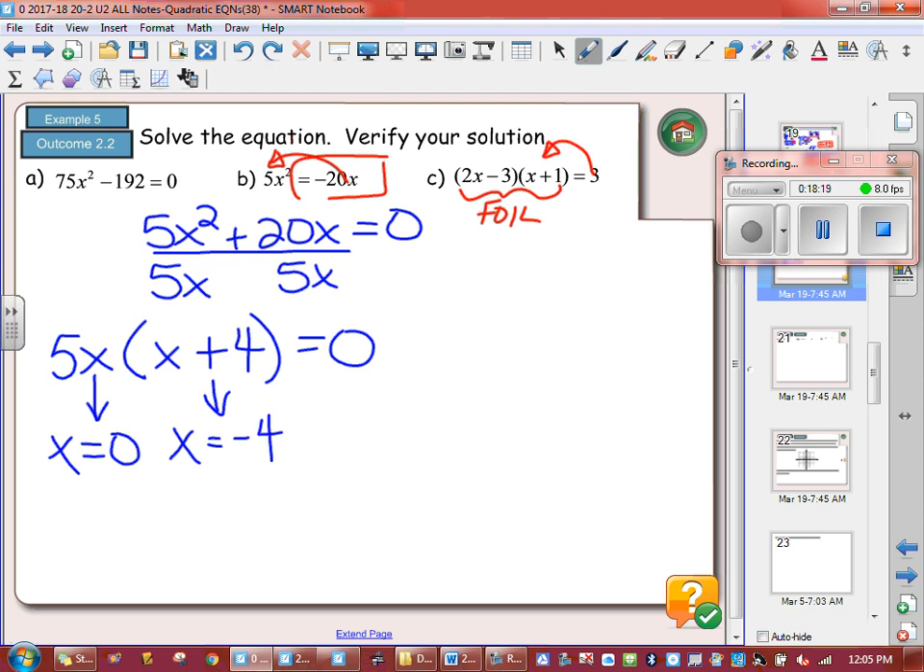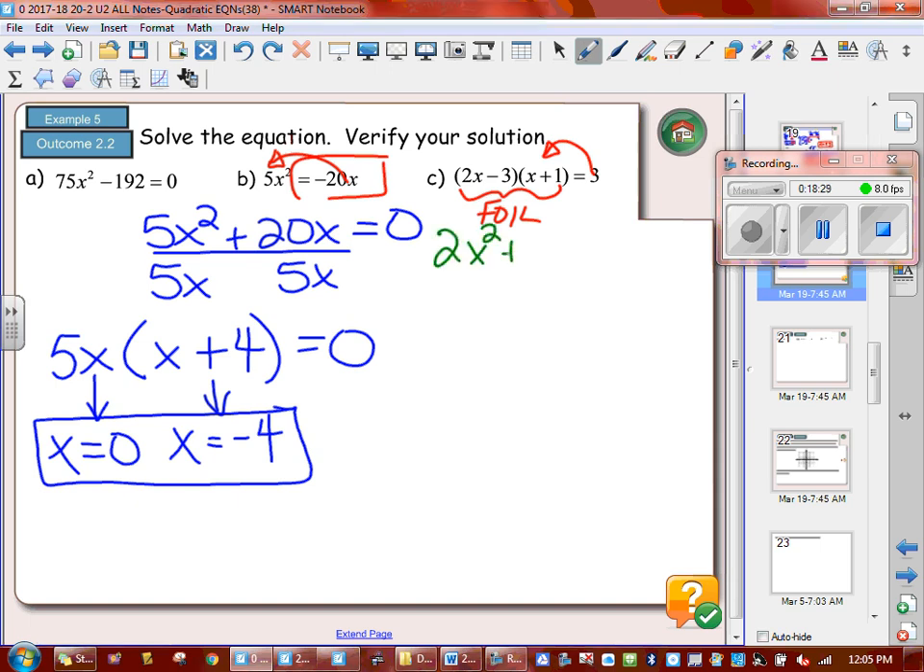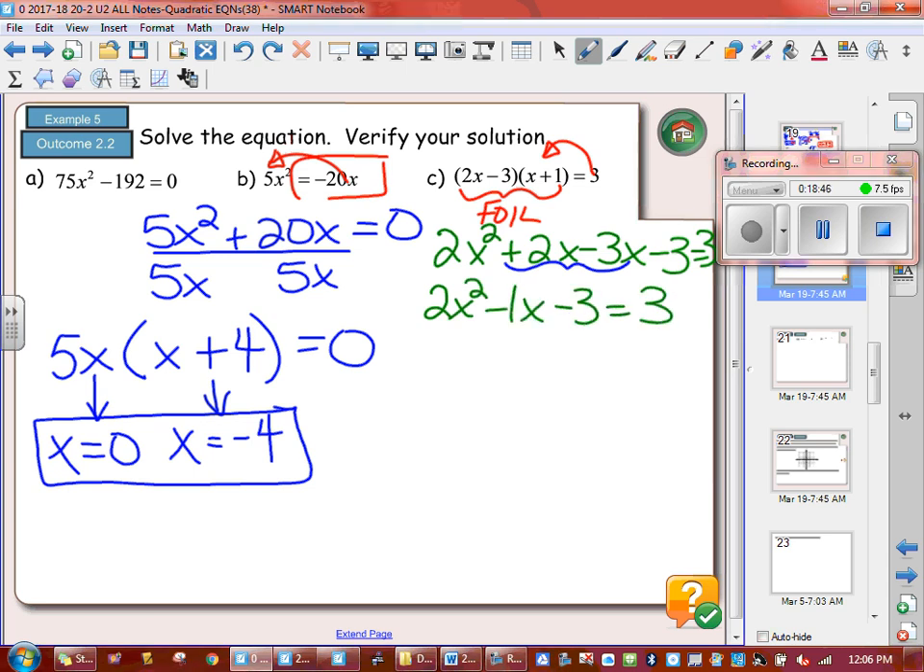This guy we had to FOIL. So FOILing him is going to give us 2x squared plus 2x minus 3x minus 3 equals 3. So now I am going to add like terms. I'm going to get 2x squared minus 1x minus 3 equals 3. Now I bring that 3 to the left. So I subtract 3 again, subtract 3 here, and I add like terms. So I get 2x squared minus 1x minus 6 equals 0.